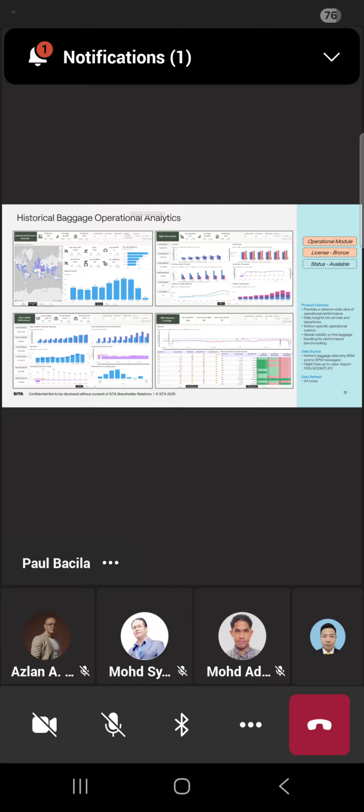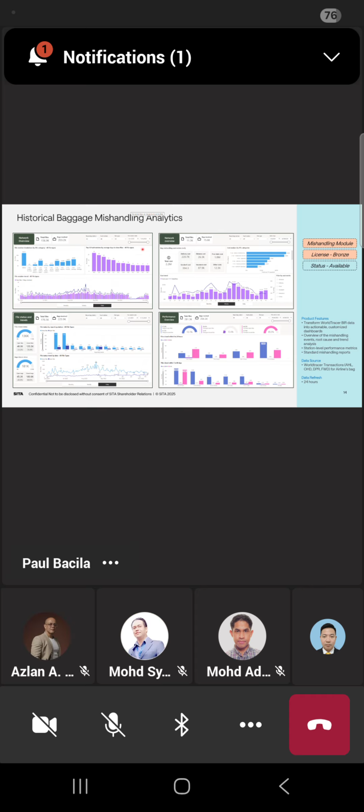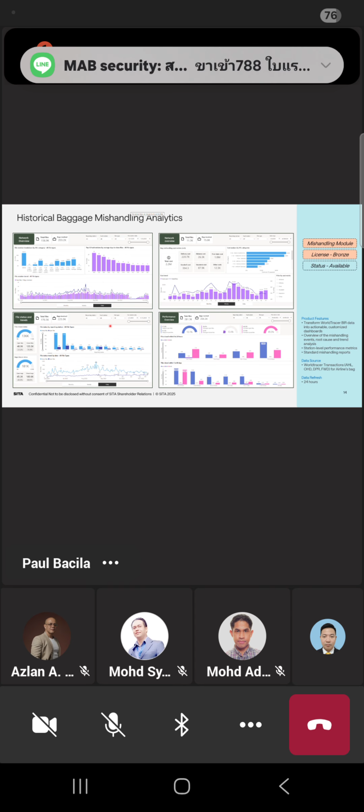Are you interested for me to show you the module for World Tracer data or not? I think it's good to share because we also have World Tracer, so it might be good to know about that as well. Yeah, so basically this is the other license, right?